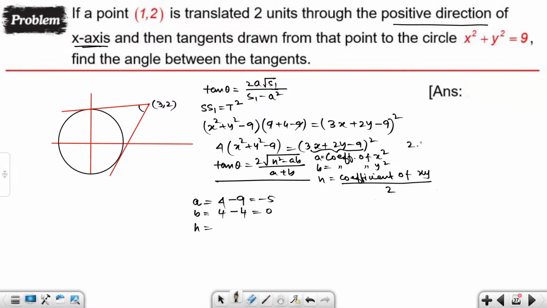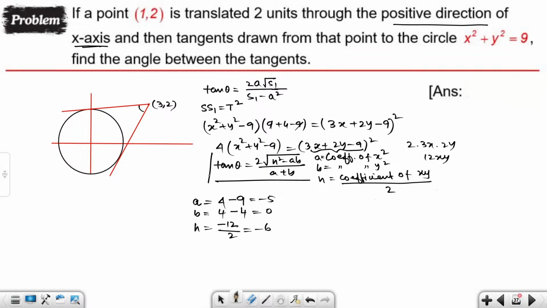Twice AB means it's 2 into 3x into 2y. So it is coming to 12xy, right? When it comes to the left hand side, it will become minus 12xy. So what is the coefficient of xy? It's minus 12 divided by 2. So it's minus 6. Am I correct? So A you got, B you got, H you got. So what will be the angle between these two lines?